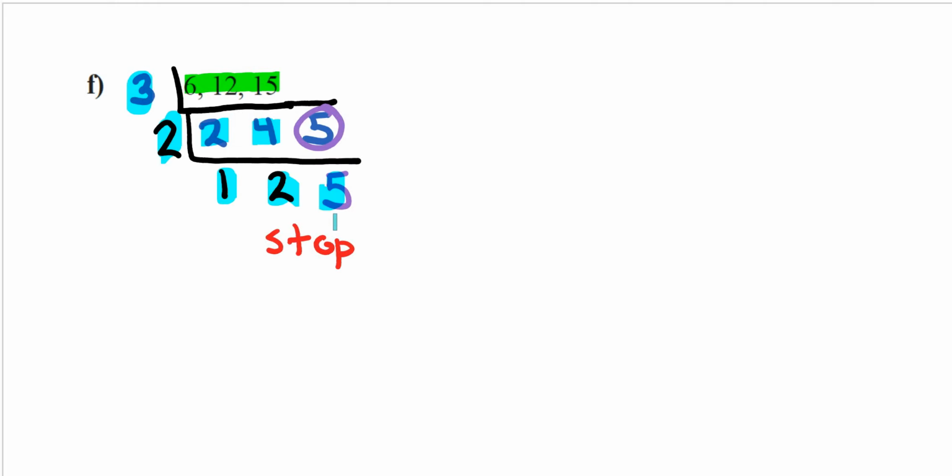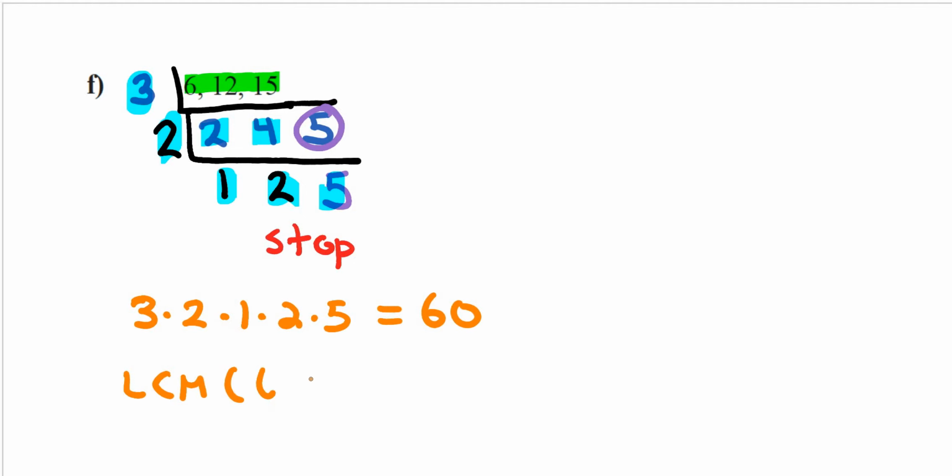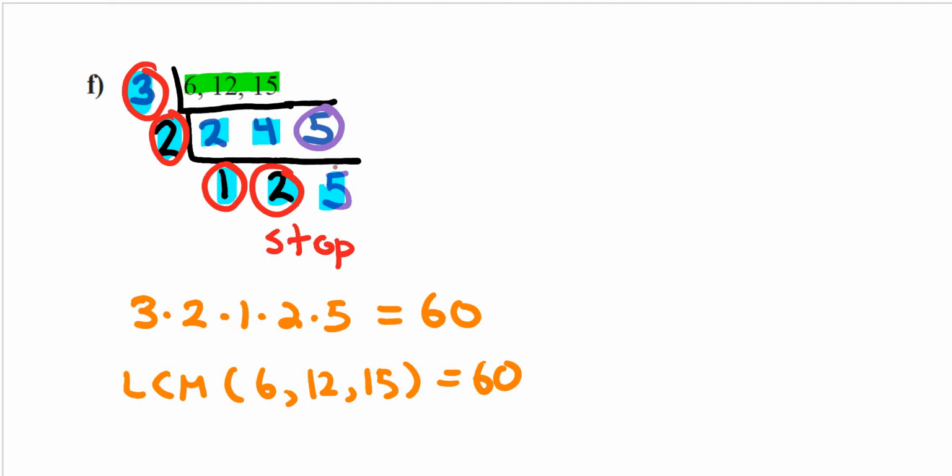So our least common multiple now is going to be 3, 2, 1, 2, and 5. So I need to multiply the outside numbers and the bottom numbers there. So if I do 3 times 2 times 1 times 2 times 5, I'm going to get 60. So the least common multiple between 6, 12, and 15 is going to be 60. And once again, we're just multiplying the outside numbers and the bottom numbers to get 60. All right, so that's a trick to find the least common multiple when you're given three numbers there.